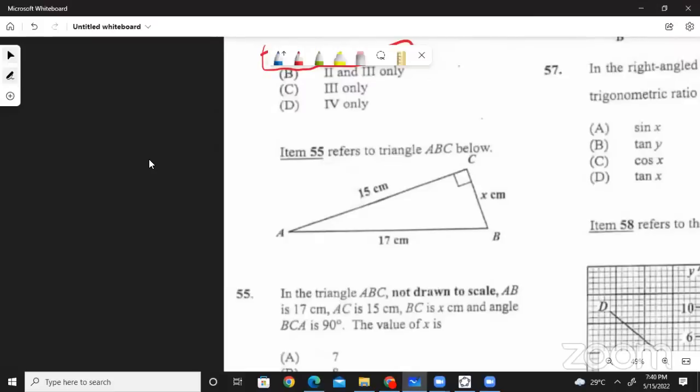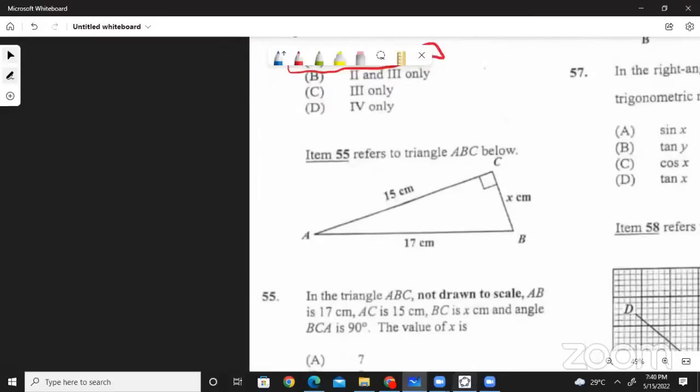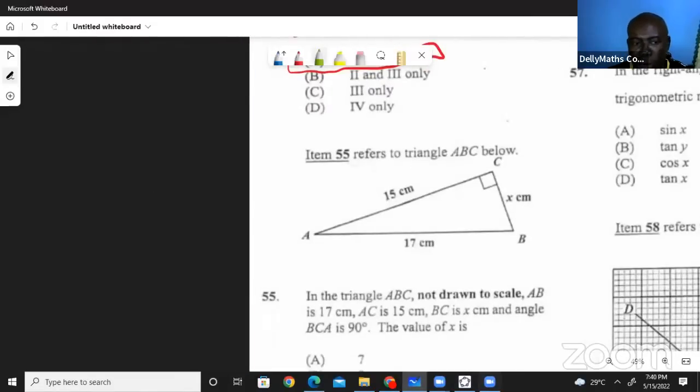What time is class going to finish? 8 o'clock. We finish in another 20 minutes, we're done. All right. Soon finish, it's 8 o'clock.